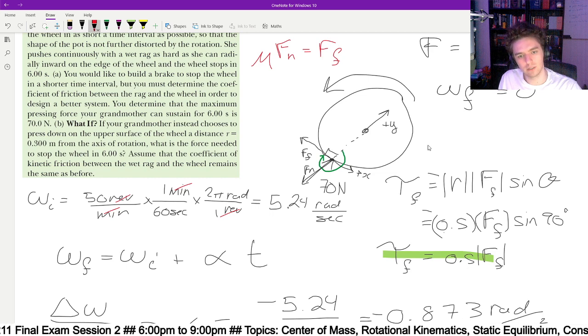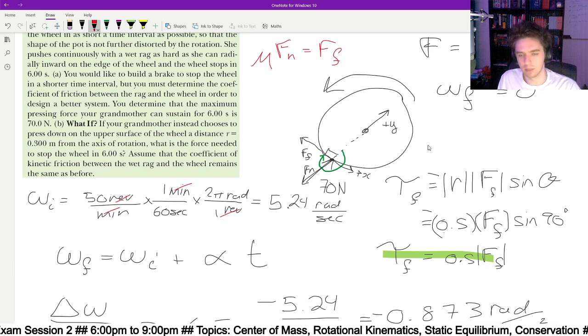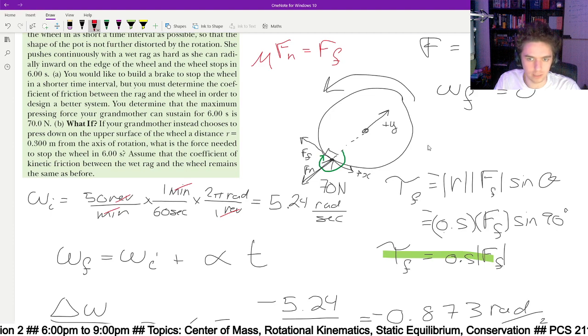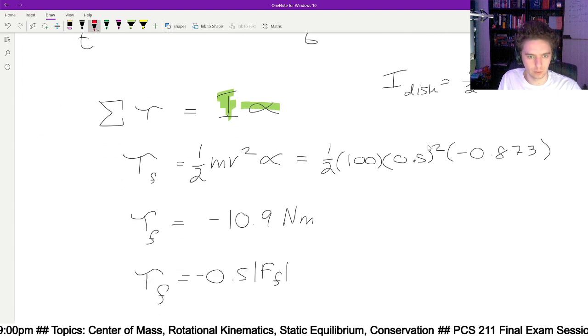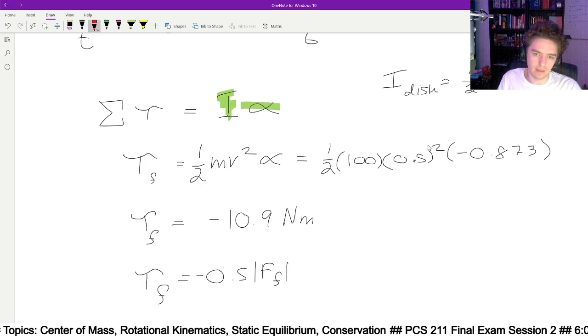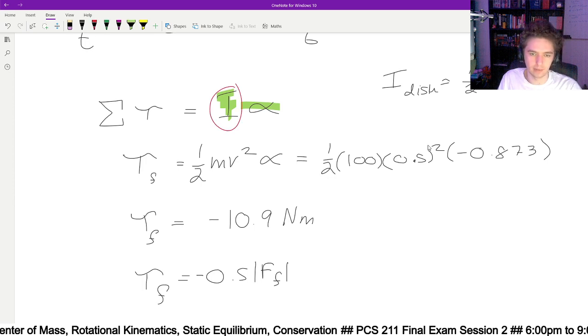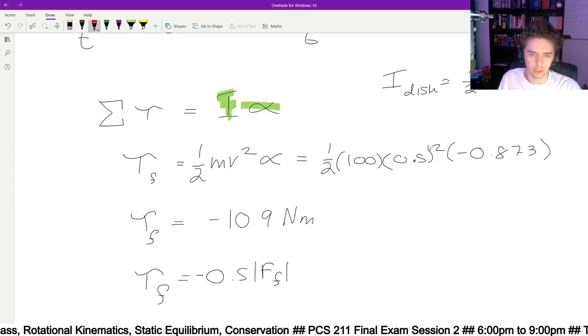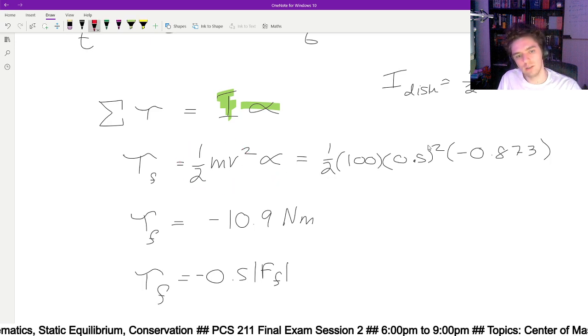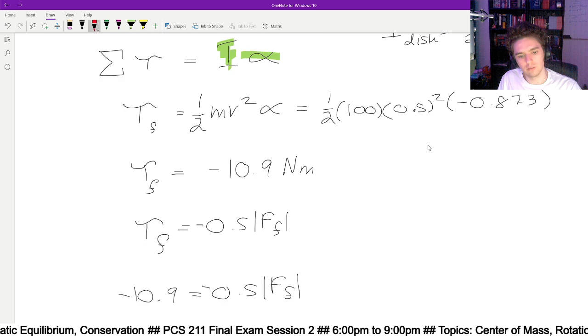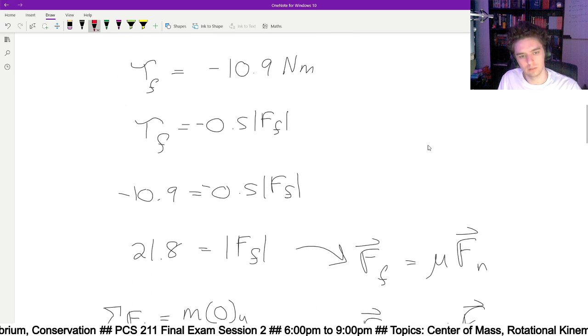So the only thing applying torque is that. This Fn is not applying any torque, and the applied force is not applying any torque. So the sum of the torques is just the torque from friction. It's equal to 1/2 mr squared, that's what the inertia is, and we just calculated that. So we can figure out what the torque from friction is.